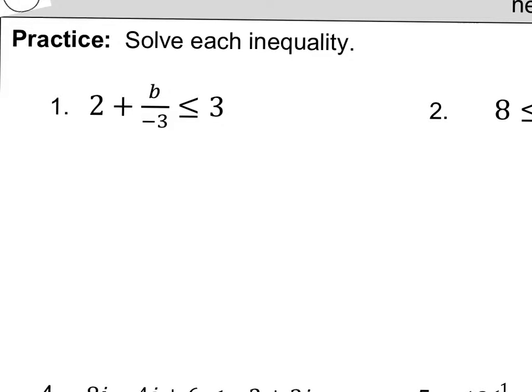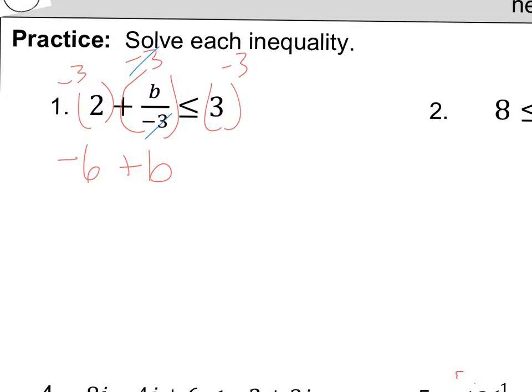So we're going to go ahead and just start by multiplying each term times -3. And what that gives us is -6. Our -3's and the b's, those cancel each other out. So plus b. And then we're flipping because we multiply by a negative, so greater than or equal to -9. Okay, from here, I think it's a very simple one for you to solve, so pause your video, finish it up, and check back for the answer.